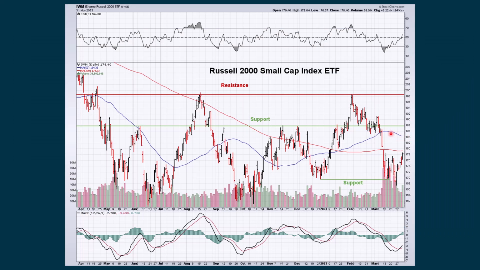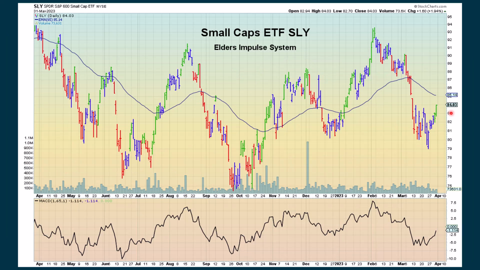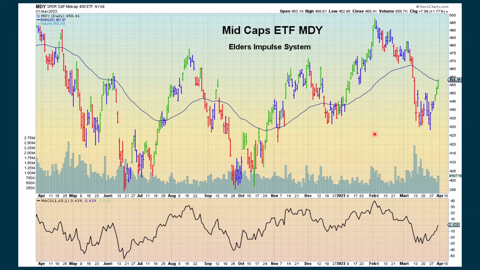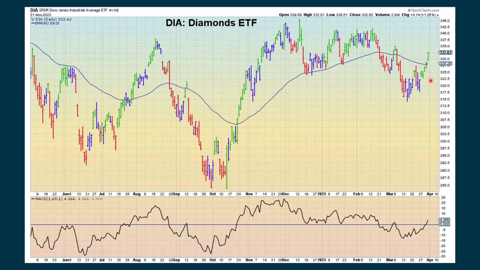Another look at small caps is the Russell 2000 index, where we're showing some improvement with the RSI going above 50. The MACD has crossed over positive, and we've been bouncing up with price, but just as on the other chart, we're still below the 200-day moving average. And looking at the ratio between small caps and the S&P, it's really been breaking down. The small caps, based on the Elder Impulse system, have recently switched to positive. The mid caps are also showing some improvement, and looking at them with the Elder Impulse system are also back to positive. The Dow was able to recoup its 50-period moving average and is showing some improvement. The diamonds on the Dow are back to positive.